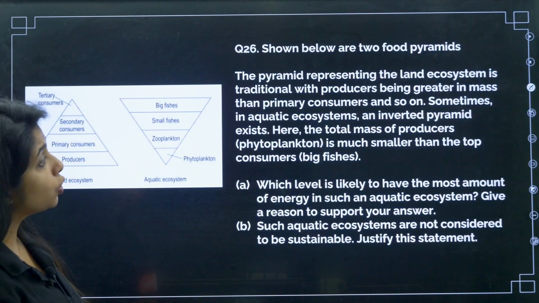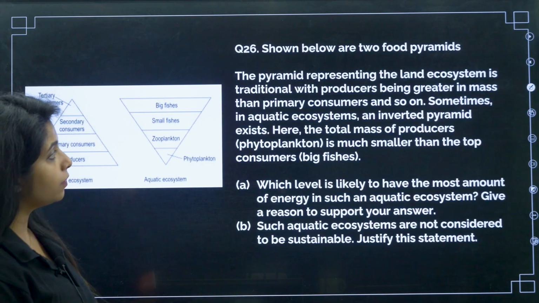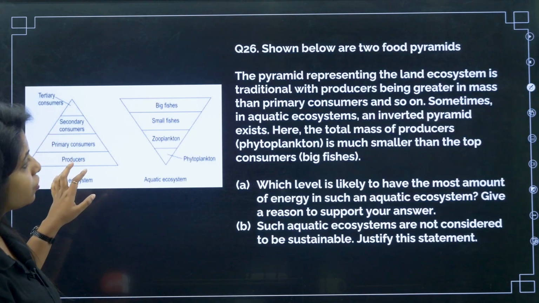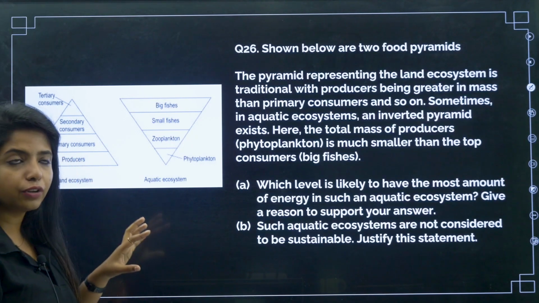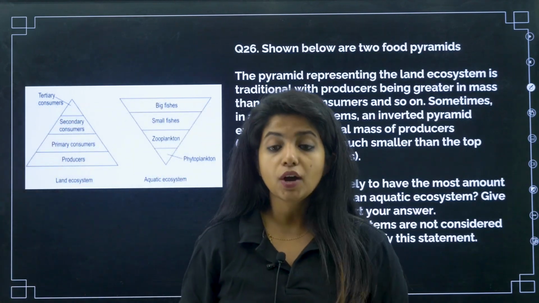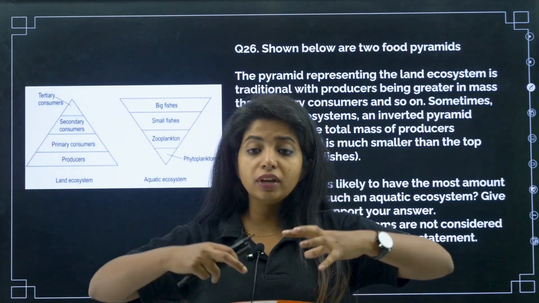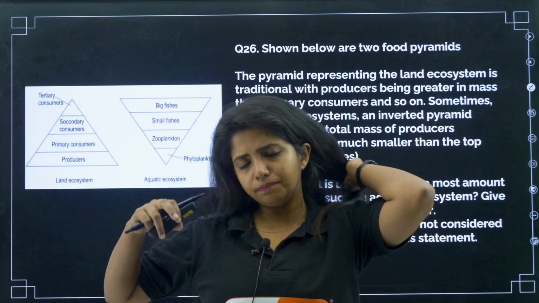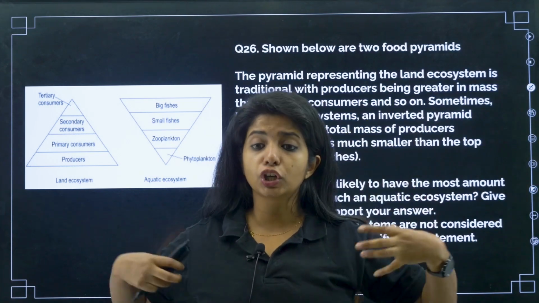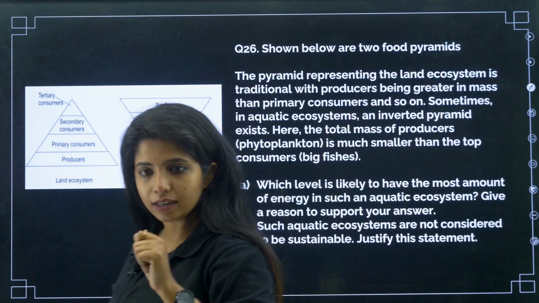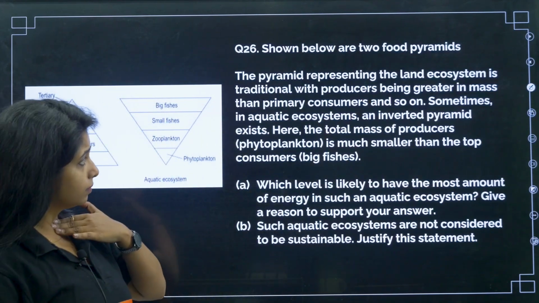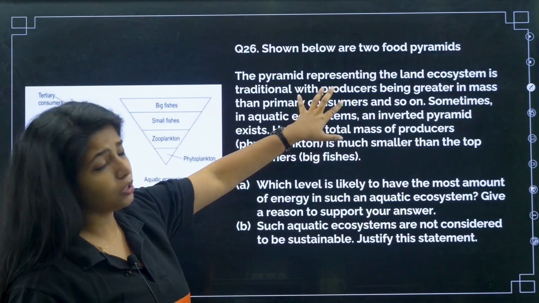Shown below are 2 food pyramids. The pyramid representing the land ecosystem is traditional, with producers being greater in mass. So over here in the land ecosystem, for example, we have forest areas. Over there, you see the plants are very much in number, and apart from number, they are very huge also. And the organisms feeding on the plants might be small. So this pyramid, it is about the biomass.